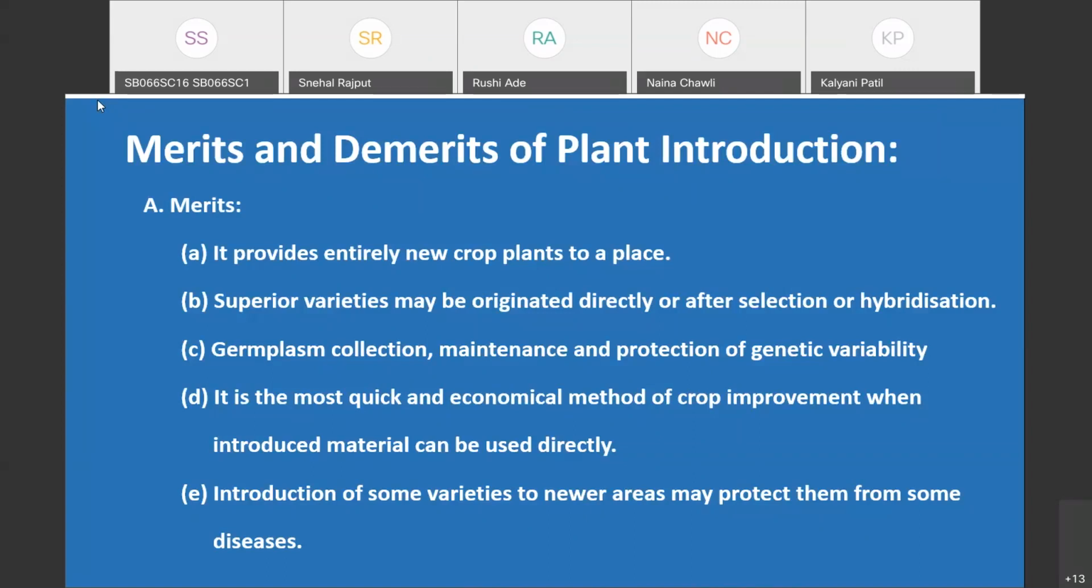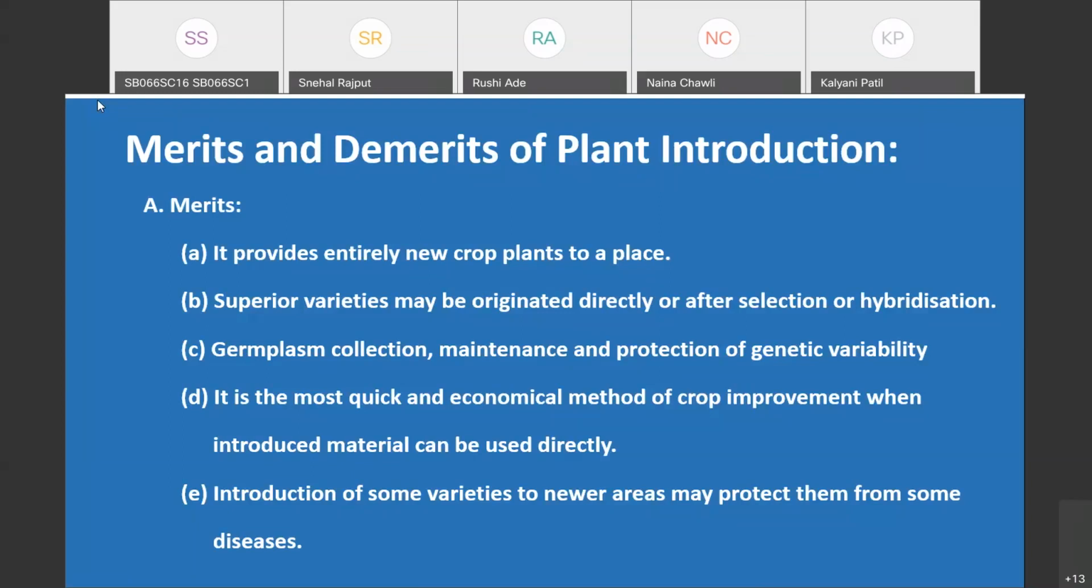Then the next one: it is the most quick and economical method of crop improvement when the introduced material can be used directly. When we compare this method with other methods, it is the most quick and economical method of crop improvement when introduced plant material can be used directly.